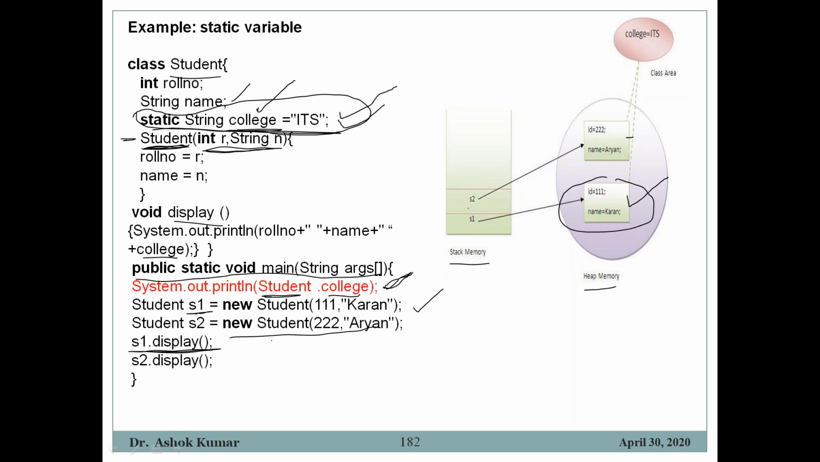So I think you get this example right. Similarly, the second call to display will display the roll number, name, and college of the second student. So you will get the second result: 222 as the roll number, and the name ITS.